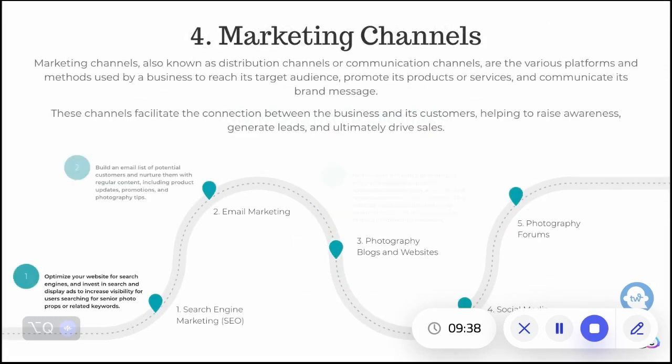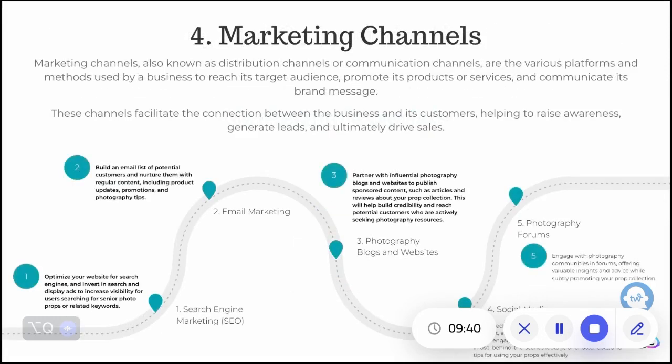All right. Number 4, let's talk about the marketing channels, like the ways that we actually get our information out to the people. They're also known as distribution channels or communication channels, and they're the different platforms and methods that a business uses to reach its target audience, promote its products or services, or communicate its brand message. And you can thank Jasper for this definition. Thank you, Jasper. So these channels facilitate the connection between the business and its customers, helping to raise awareness we even exist out here and generate leads and then ultimately drive sales, which is the point of everything, right?